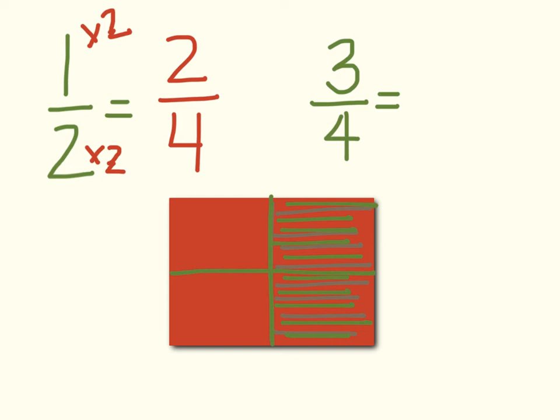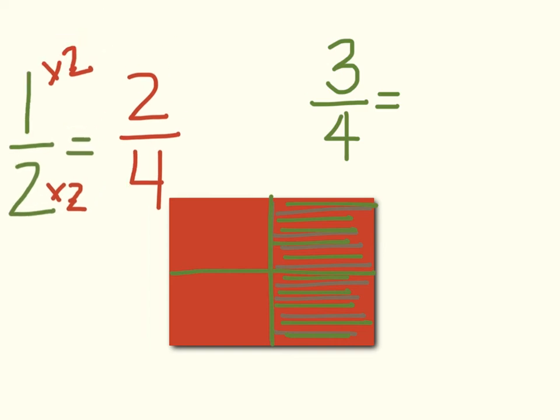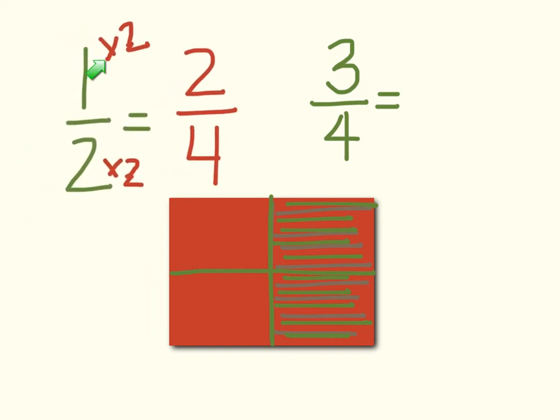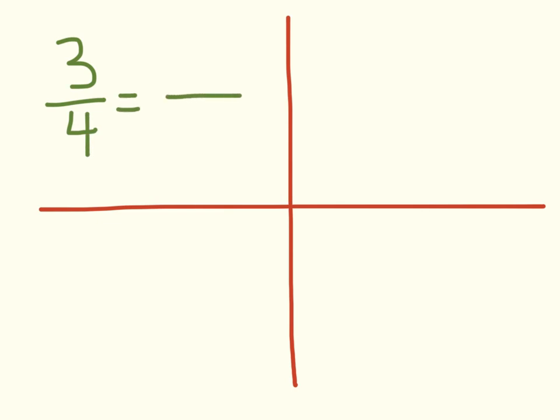Be sure and use, just like I did here, show me what it is you're multiplying it by. Now your folded paper should look something like this, with this quadrant having 3/4 and you showing an equivalent fraction.